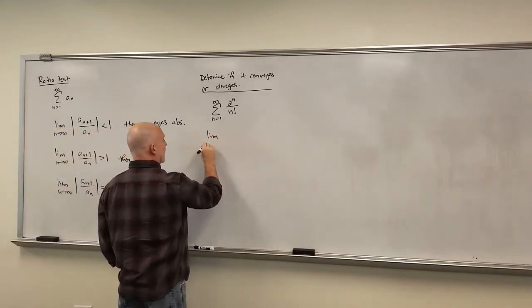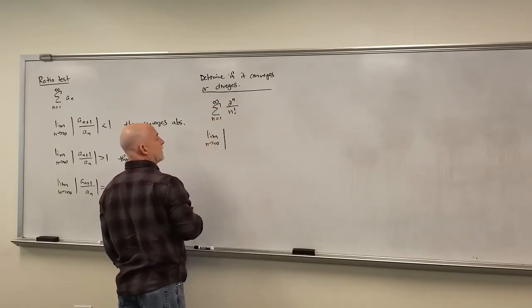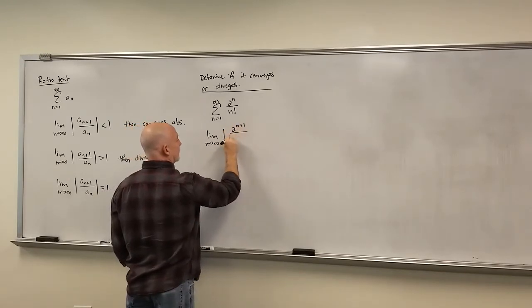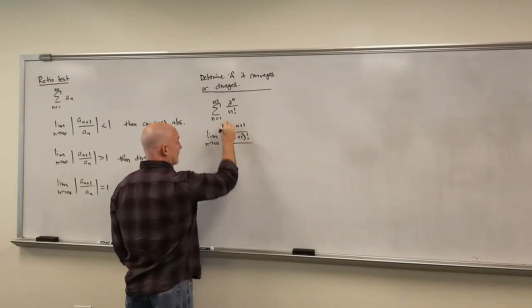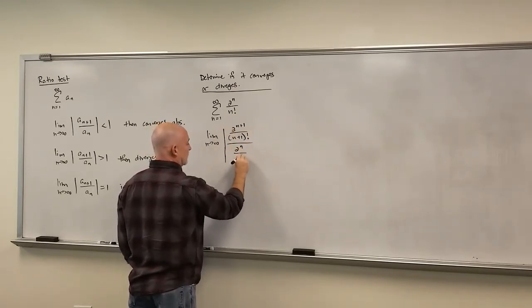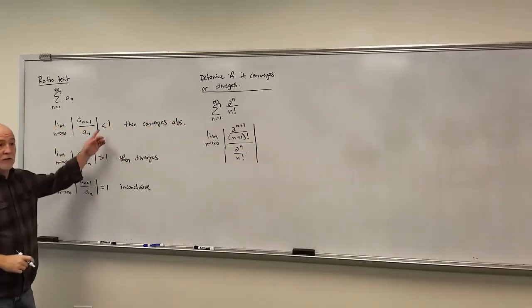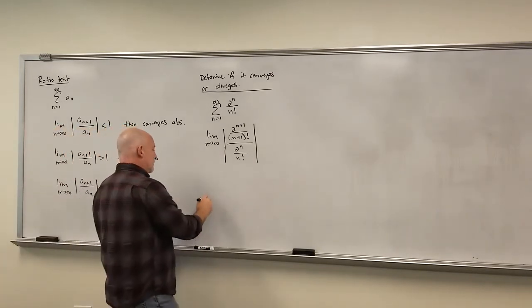So, here's what the test says. We want to do the limit as n goes to infinity, a sub n plus 1, so think about that as a function of n. So a sub n plus 1 would be 2 to the n plus 1, over n plus 1 factorial, all over a sub n, which is just 2 to the n over n factorial. And we want to know what that value is. We need to determine, is it less than 1, greater than 1, or actually equal to 1. All right, so we got a bunch of algebra here.